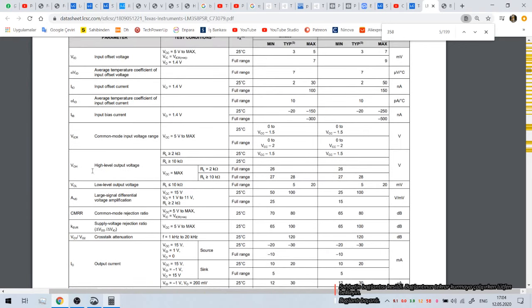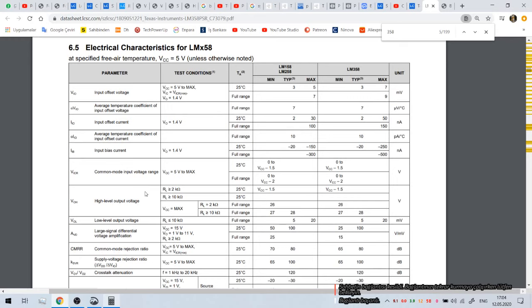Yes, high level output voltage. You can see here, if our load is higher than 2 kilo ohm, high level output voltage will be minimum VCC minus 1.5 volt. What does it mean? If we use 5 volt supply voltage, it can only give us 3.5 volt, not higher than this. Yes, this is very important in our application. This is very important, I can say.